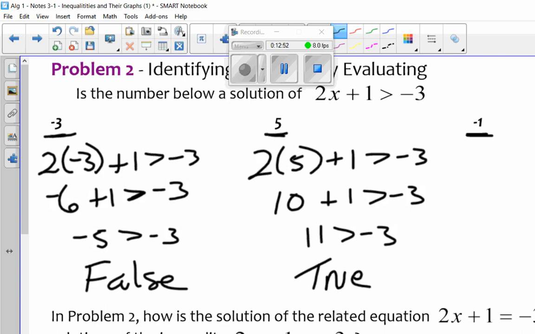Last one is a negative 1. So I'm going to go ahead and plug that in. 2 times negative 1 is negative 2. Negative 2 plus 1 is a negative 1. And is negative 1 greater than negative 3? Yes, it is, because negative 1 is closer to 0 than negative 3. So that's true.